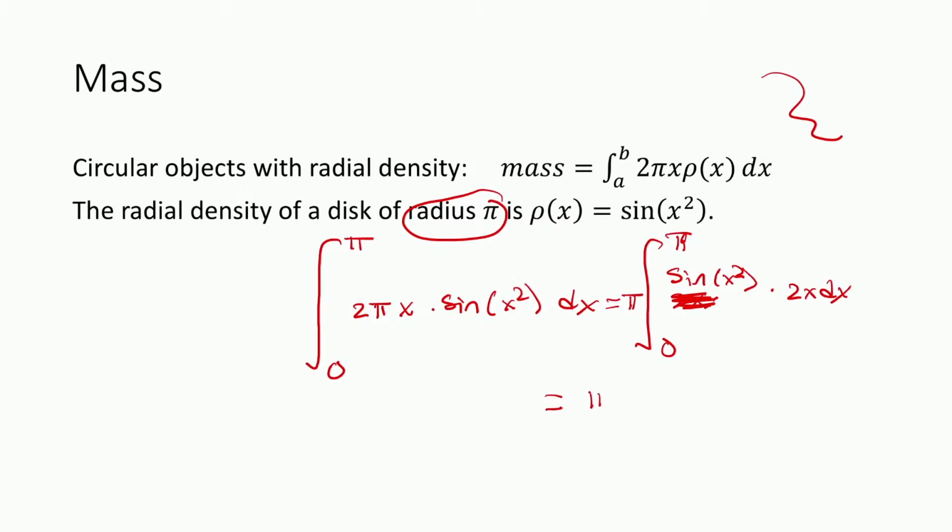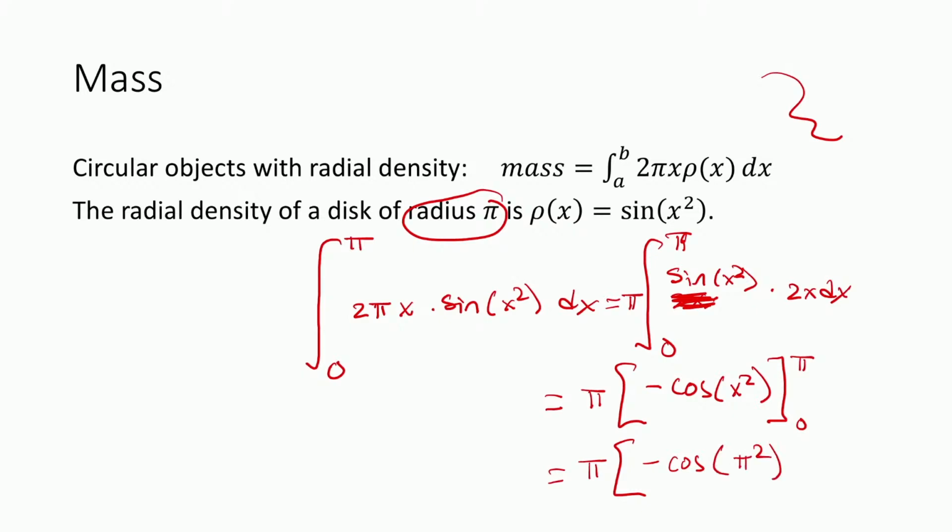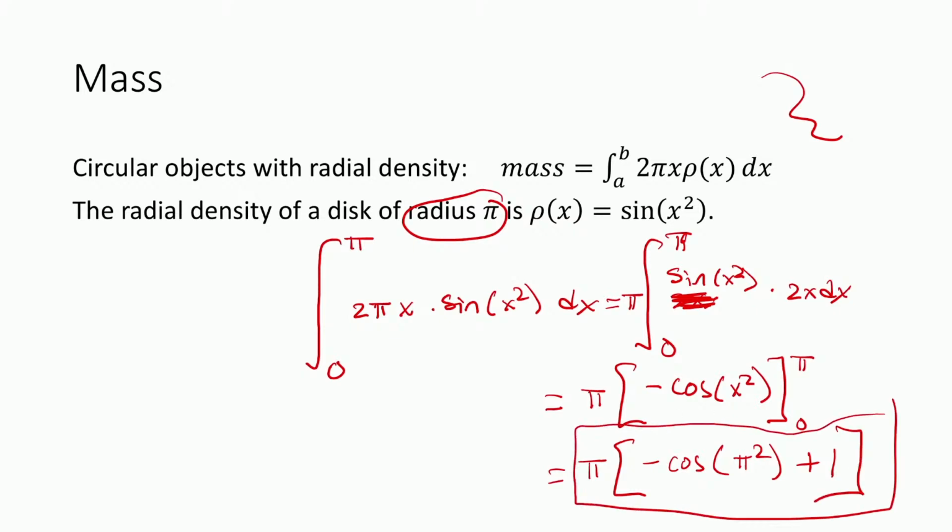So this stuff will be pi times negative cosine of u, which is cosine of x squared, evaluated from 0 to pi. Once again, if you need to write it out, I just don't have enough room on this slide. And then this will give me pi times negative cosine of pi squared minus the negative cosine of 0, but we all know the cosine of 0 is 1. So that'll be it. And that's going to be whatever this is. I'd have to use a calculator because I don't know the cosine of pi squared offhand. All right, so that's it.